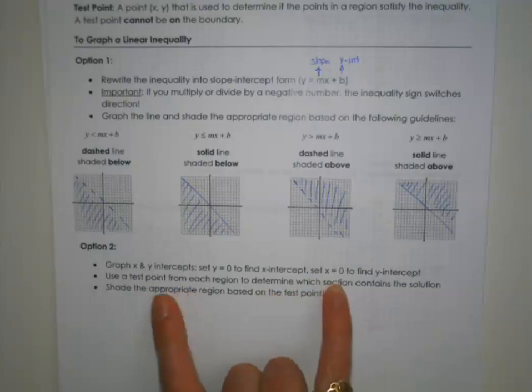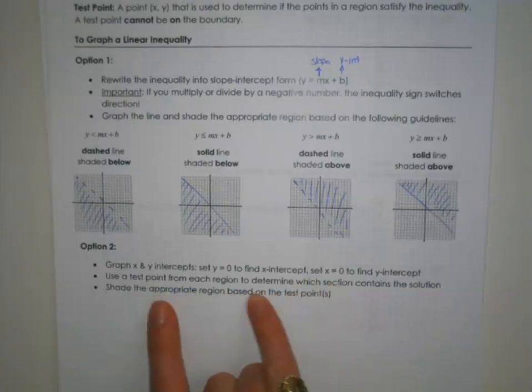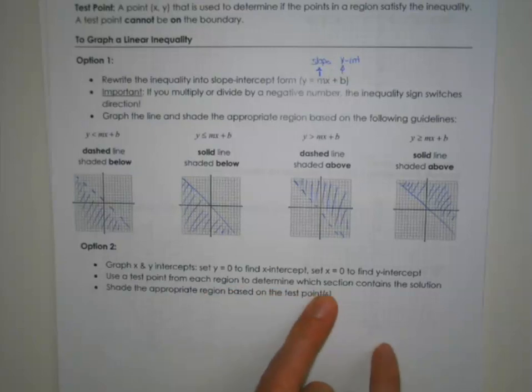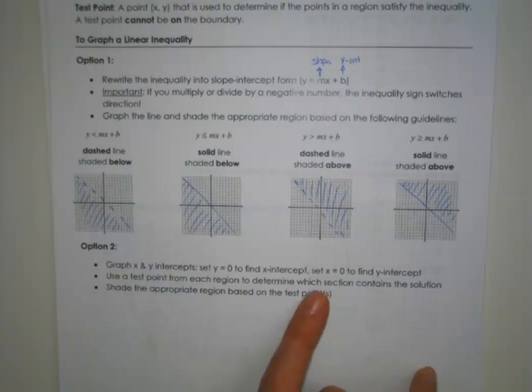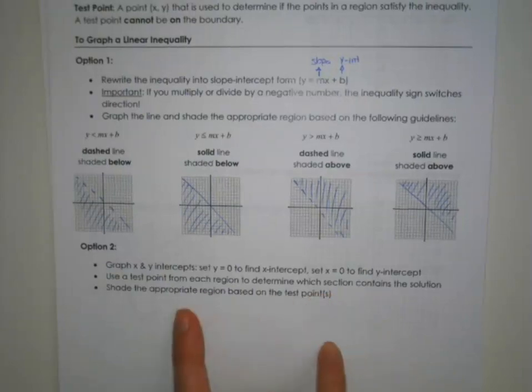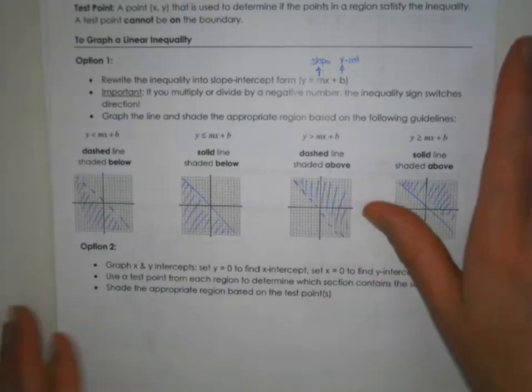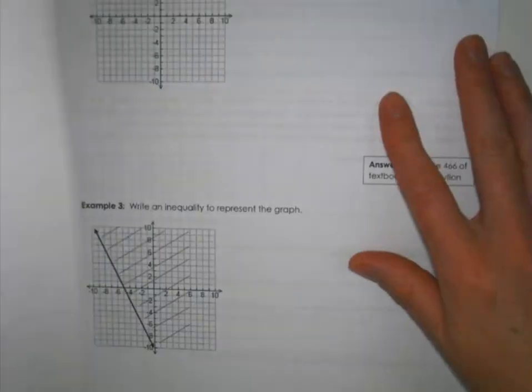Once you have that done, you're again going to do the same thing. You're going to use a test point from each region to determine which section contains the solution, kind of like what we did in the first two graphs on the previous page. And then you're just going to shade the appropriate region based on those test points. Okay, so hopefully that wasn't super overwhelming for you guys, because now we're going to try some examples, and hopefully that'll help make it a little more clear what we are trying to do here.